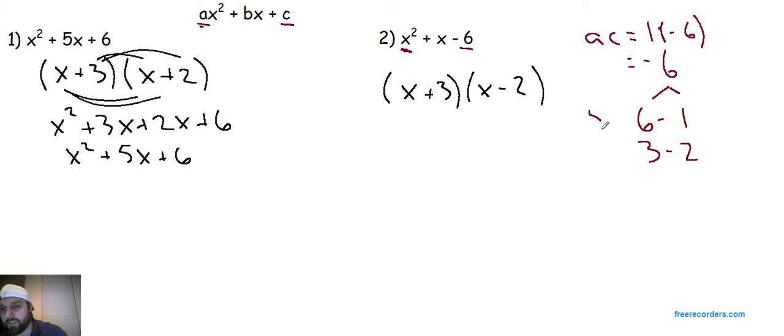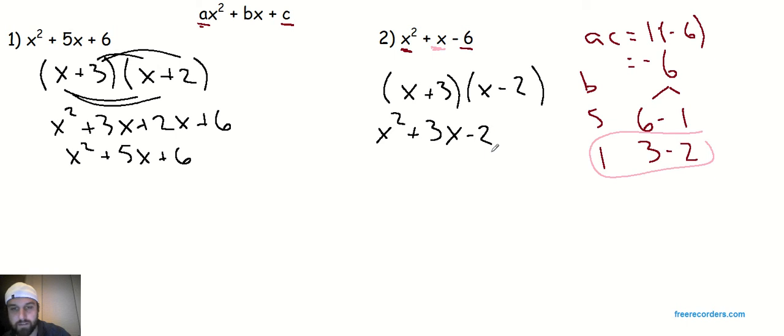So 6 minus 1 would give us 5, 3 minus 2 would give us 1, and this column really becomes what our B value is. And so in this particular case, what we're looking for is a positive 1, and so this is what we're looking for. Well, if I want to rewrite my original equation, we can now write this as x squared plus 3x minus 2x minus 6. So really all we did here was we just took that 1x and split it into the factors that we found over there.